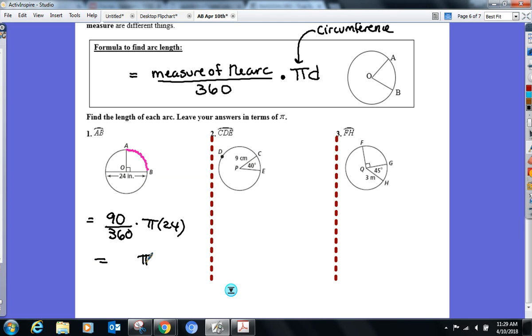So what are we doing? 90 over 360 times 24. And leaving the pi in the answer. Need somebody, Mike. 12. 6 pi. Inches.